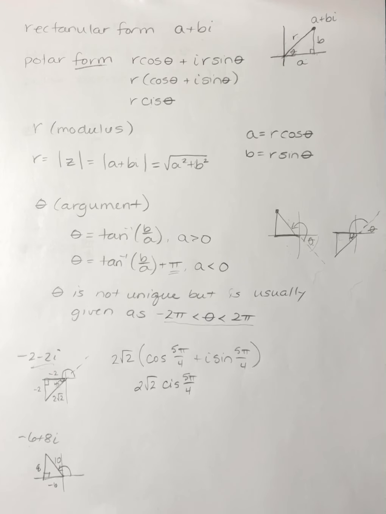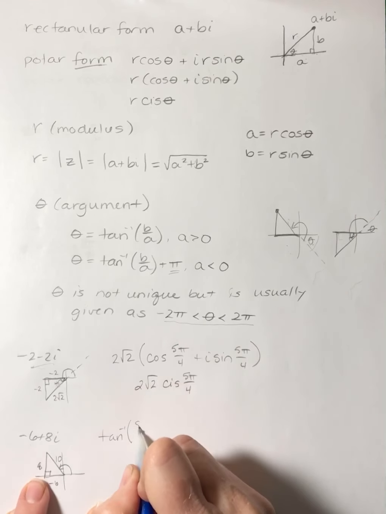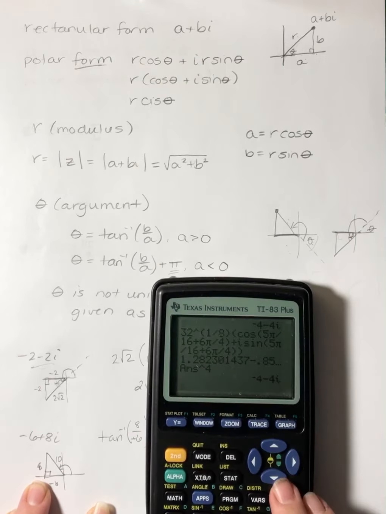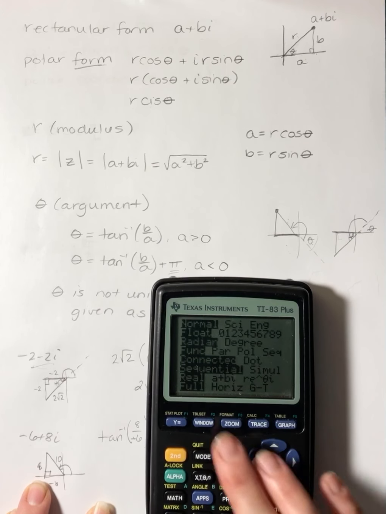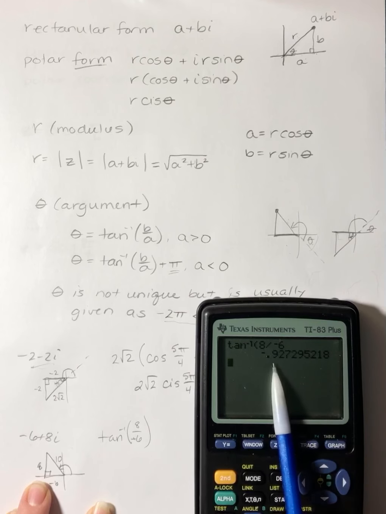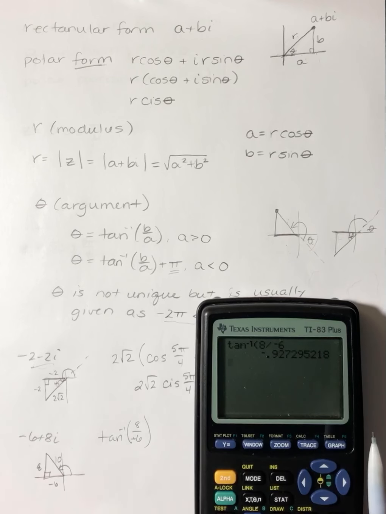Well, 3, 4, 5 triangles do not have nice angles. So I'm going to have to use my calculator. So I'm going to have to do the inverse tangent of 8 over a negative 6, okay? I need to make sure that my calculator is in radian mode, and I don't think it is. Okay, we're good. So if I do the inverse tangent of 8 over negative 6, it gives me a negative 0.9. So I am going to, because I need this to be in quadrant 2, I have to add pi to that. And this is not nice.